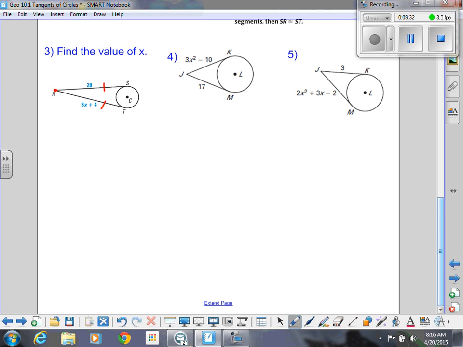So if we look at this first example, I've got two tangents coming to that point outside of the circle, so I know that those are congruent. So we just set up an equation. 3x plus 4 equals 20. I'm going to subtract the 4 and then divide by the 3, and I get x equals 8.